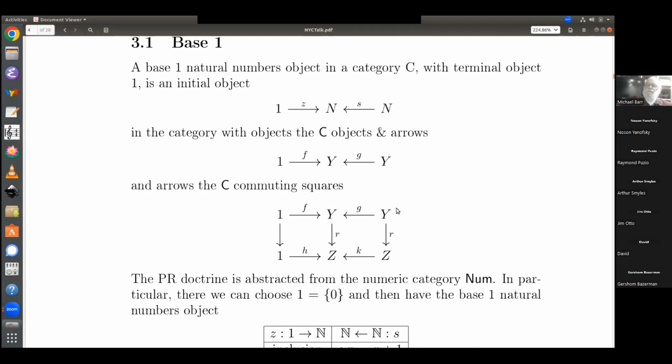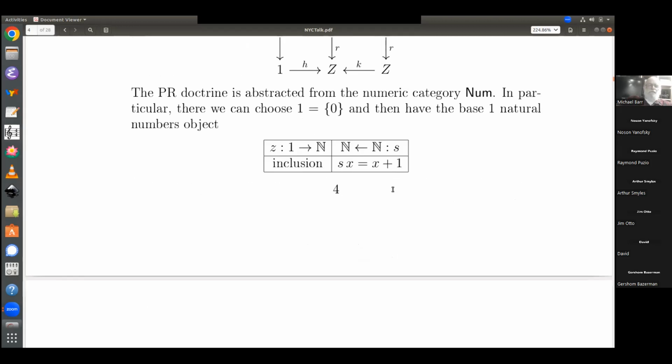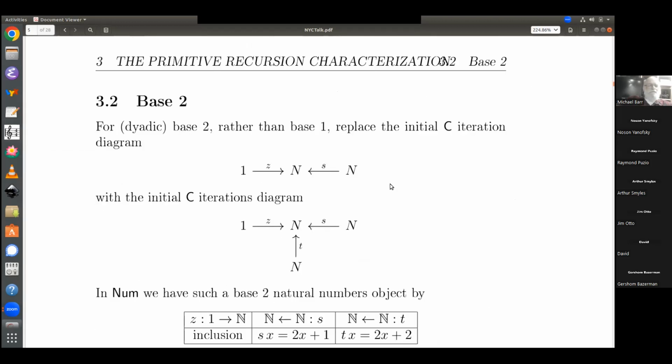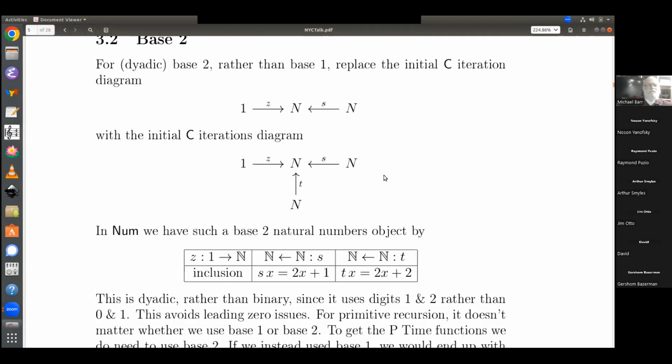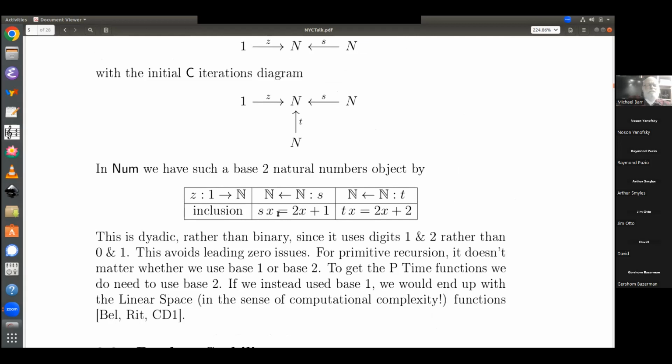Okay, we know what a base one natural number object is. Now what's a base two natural number object? You have two successors, and in a set, zero is the same, but now your first successor is multiplying by 2 and adding 1, and the other is multiplying by 2 and adding 2.